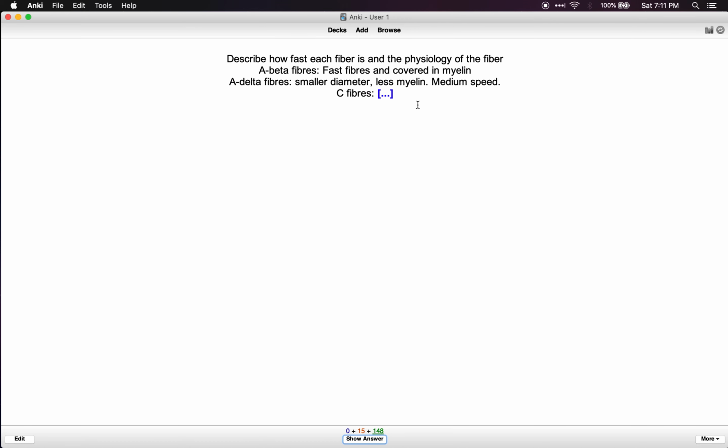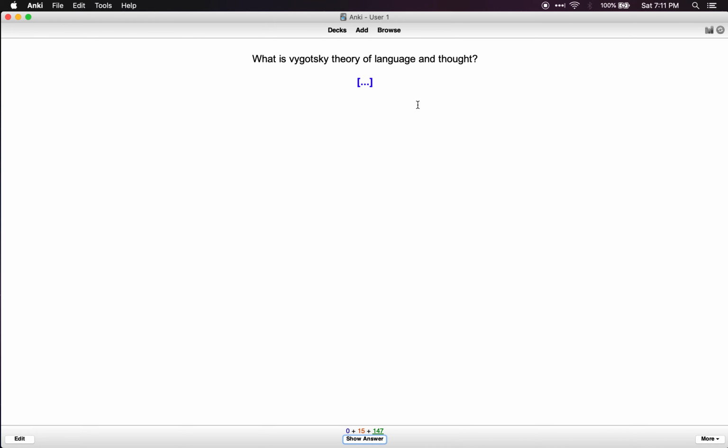C fibers are the slowest fibers. They have small diameters and are basically unmyelinated. Oh shoot, that was supposed to be the other one.